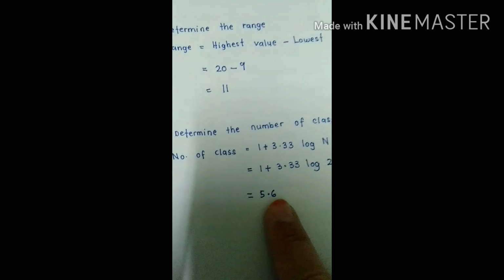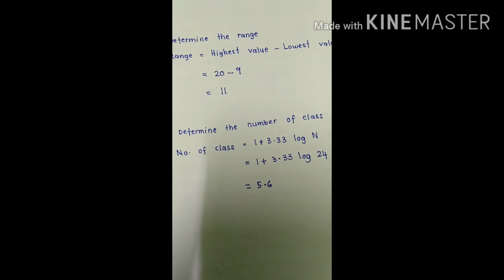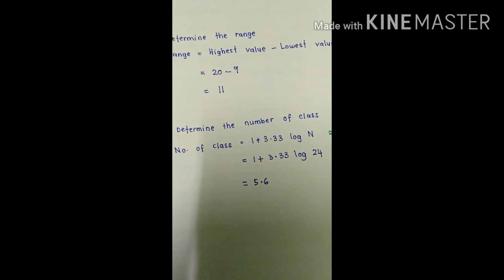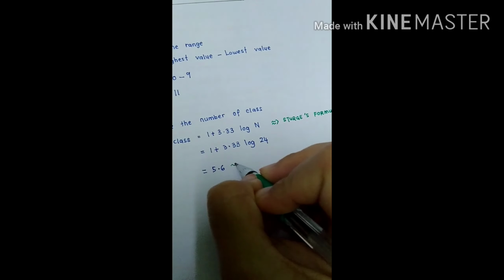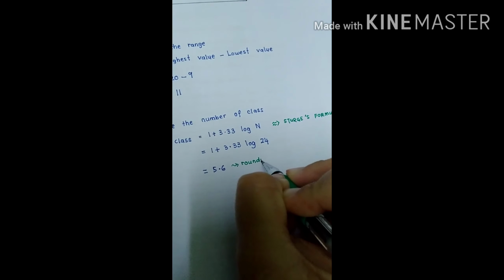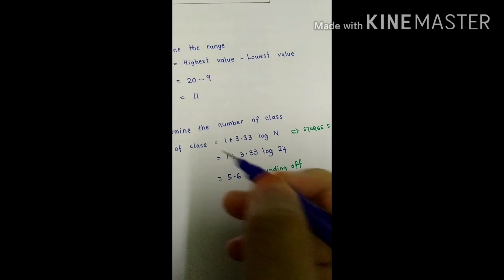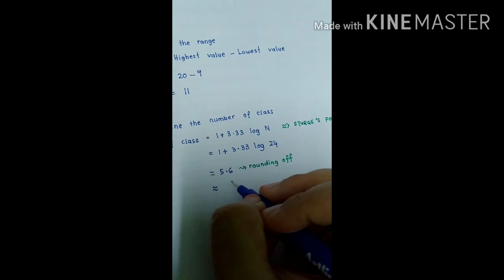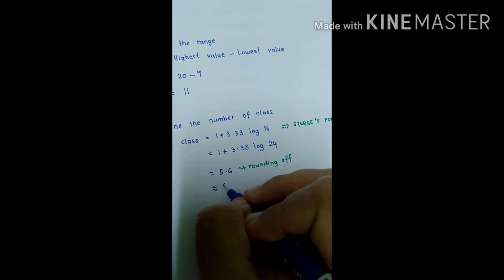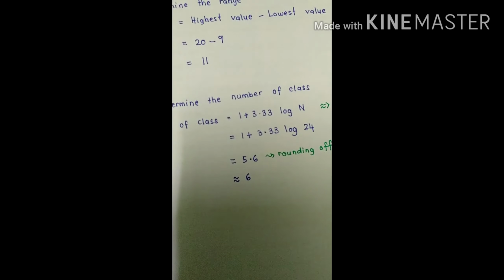Number of classes cannot be in decimal points. We must have a whole number for the number of classes. So if we get a decimal number, we must round off that number. So 5.6, if we round off, is equal to 6. So the number of classes for our data is 6.